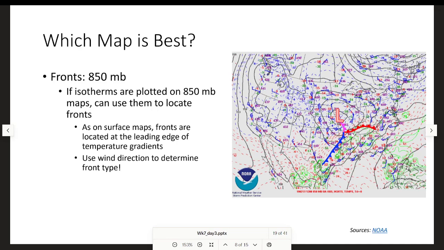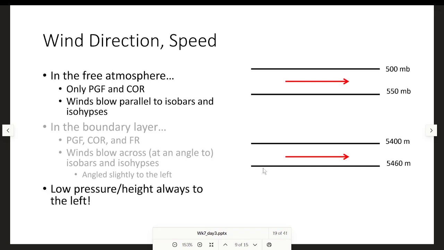So the temperature is warmer down here, and this is the boundary of that free atmosphere. We talked about this. In the free atmosphere, you only have pressure gradient force and Coriolis force, and the winds blow parallel to the isobars and the isohypses, so these lines of constant pressure and lines of constant height. So the wind's going to flow like this in between them.